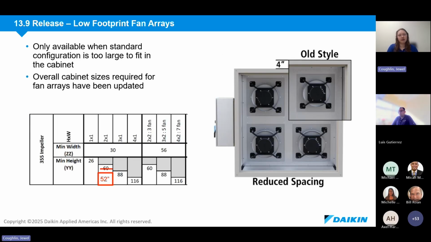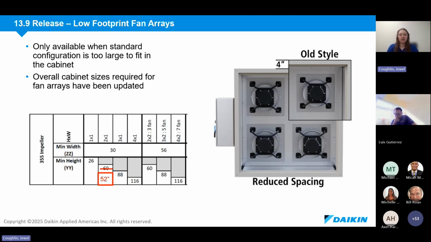And to give you a specific example of this, we can look at the 355 millimeter wheel. Previously, if you wanted a 2x1 fan array, so 2 fans tall by 1 fan wide, you needed a minimum cabinet height of 60 inches. With the new low footprint design, that same 2x1 fan array can now be selected at 52 inches tall. That's a significant reduction. And this reduction directly translates to a lower unit cost because anytime you reduce your cabinet size, you're going to reduce the cost of the unit.